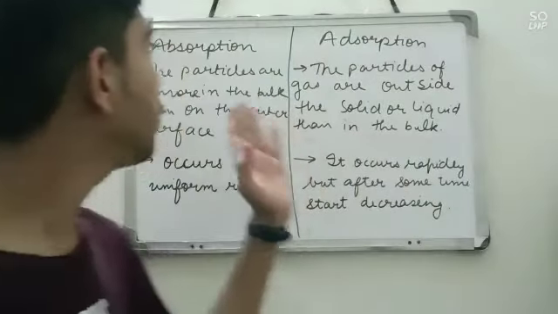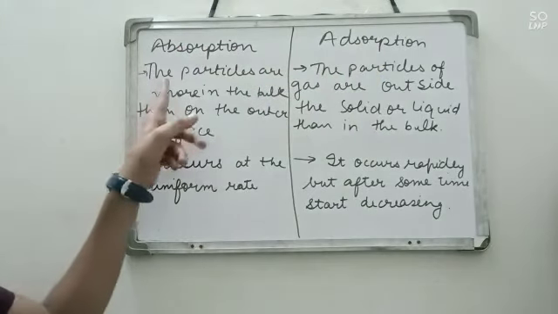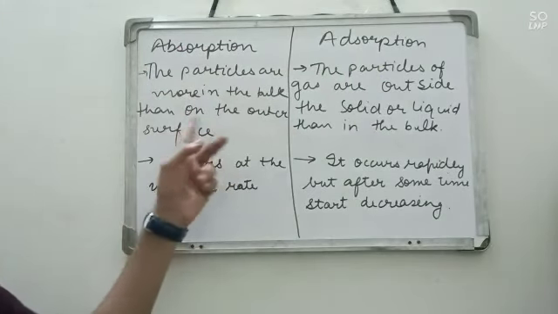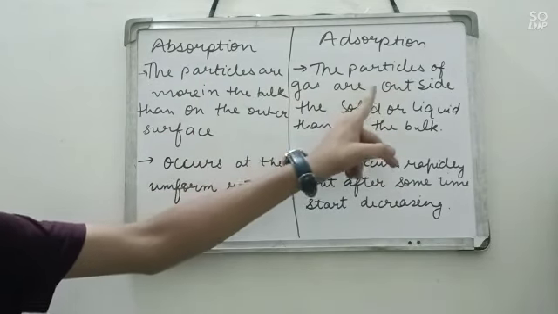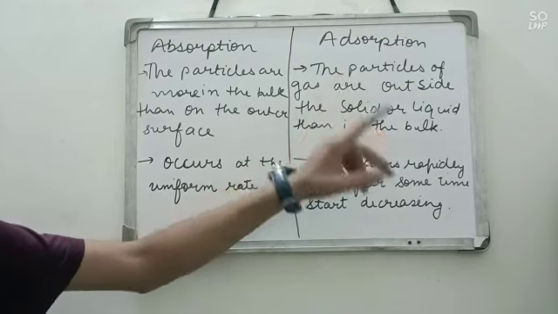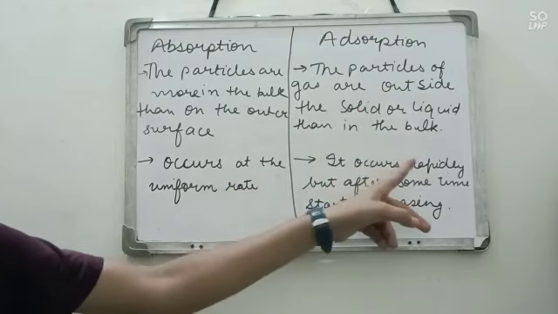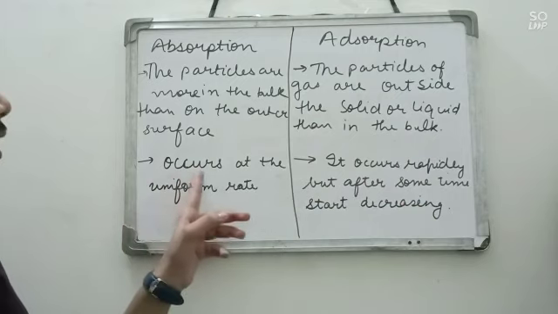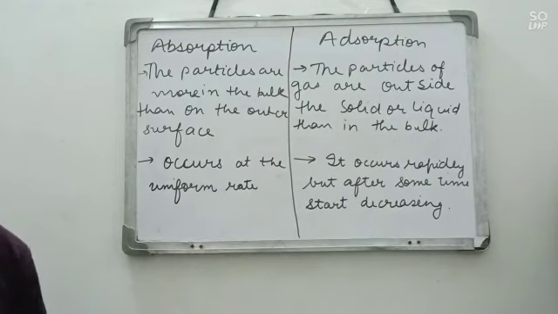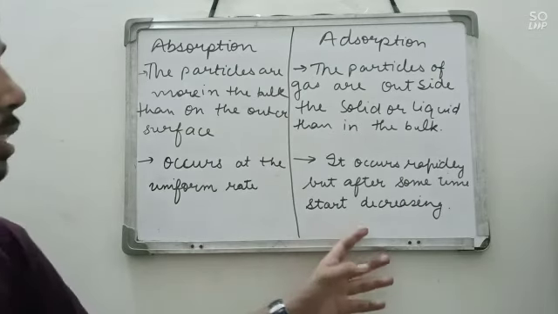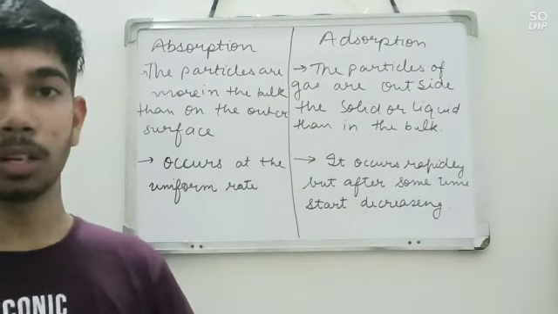Now the difference between absorption and adsorption. In absorption, the particles are more in the bulk than on the outer surface. But in adsorption, the particles of gas molecules or any solute are outside the solid or liquid rather than in the bulk. Second point, absorption occurs at a uniform rate. And adsorption, firstly, is a fast process, then it gets slower.